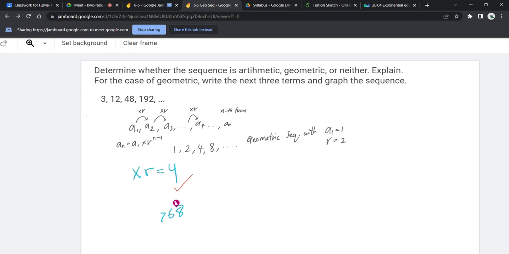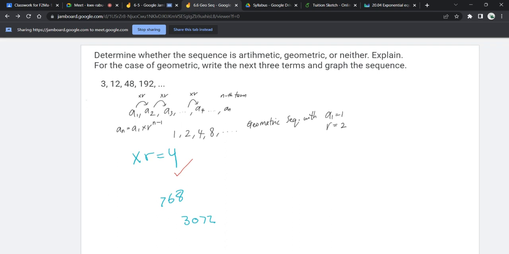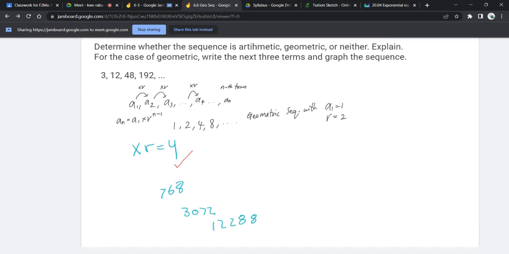we take the 192, so 768, and then 3072 and 12288. Yeah. While for the graph, right, actually you can just do a sketch. So for this graph, we actually only need to plot.